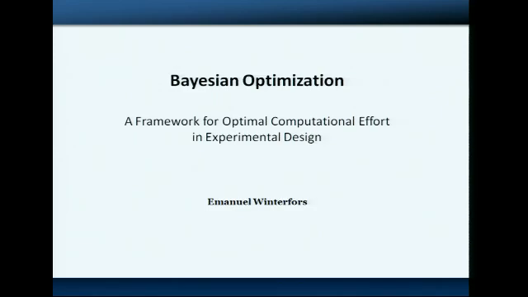So yeah, it's getting a bit late and it's been a long day, so I'm going to try to keep it short and sweet. So I'm going to talk about Bayesian optimization in general, and in particular what advantages it can provide to the optimization parts of experimental design problems.